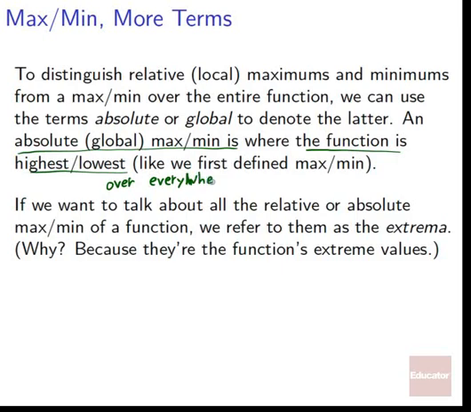If we want to talk about all the relative or absolute max and min of a function, we can call them the extrema. Why? Because they're the function's extreme values. They're the extreme high points and the extreme low points that the function manages to go through. So there we are, extrema. If we want to talk about relative and absolute max and mins in general, we use this word to do it. And absolute or global talks about the single highest or single lowest. Relative just talks about one that is high or low in its neighborhood, in the area around that point.